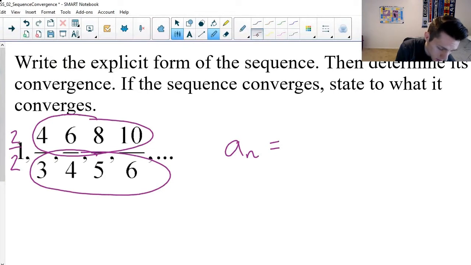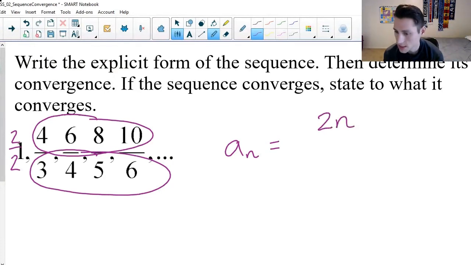So numerator is 2, 4, 6, 8, 10. Remember, those are just the even numbers. What do we know about even numbers? They're just divisible by 2, right? Multiples of 2.